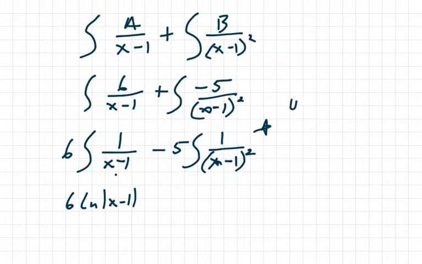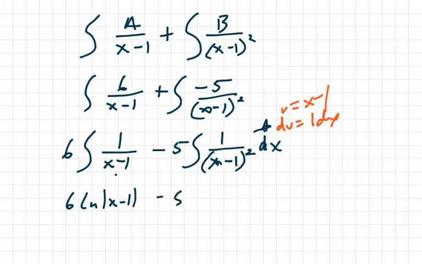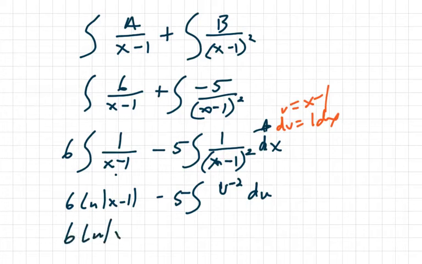So here, I'll do it in a different color. u equals x minus 1. du equals 1 dx. I guess I'll put our dx's in here just so that it's there. So when I go do this one now, I get negative 5 integral of 1, I'll say u to the negative 2 du. And now I can quickly do that in my head and substitute back in.